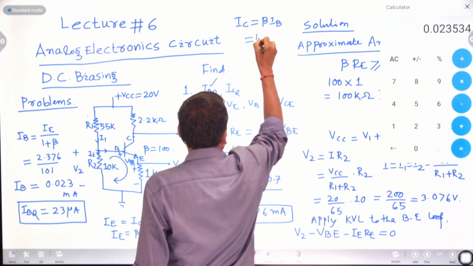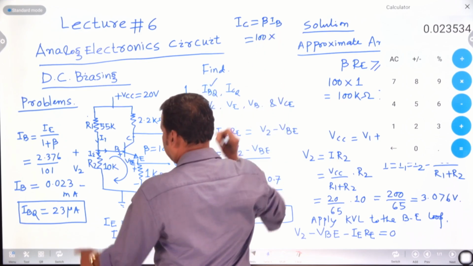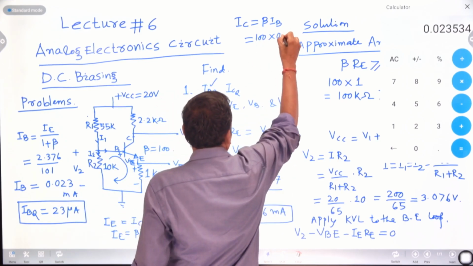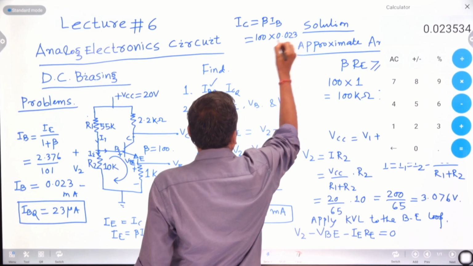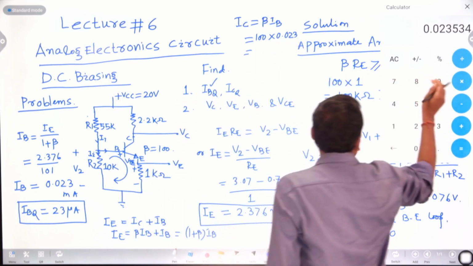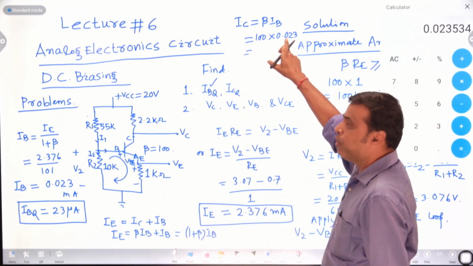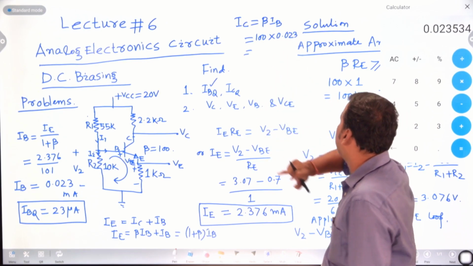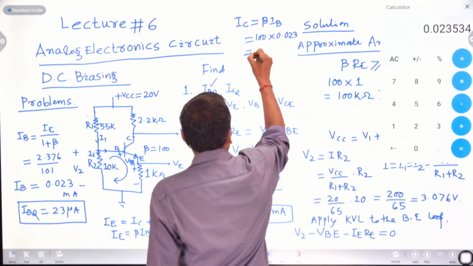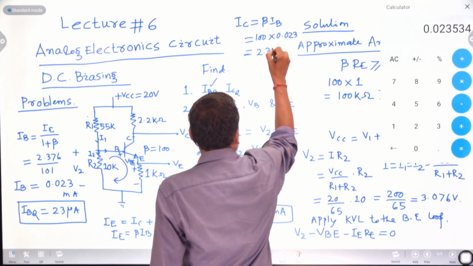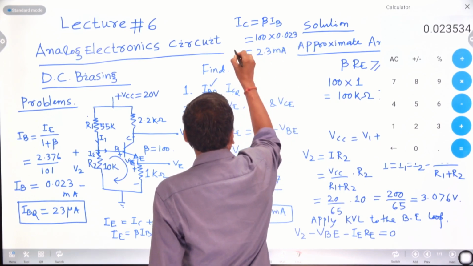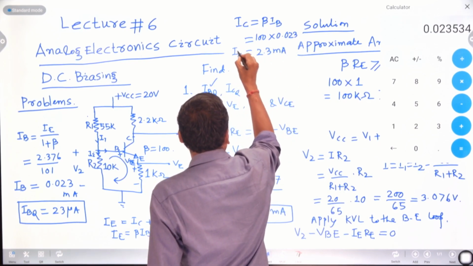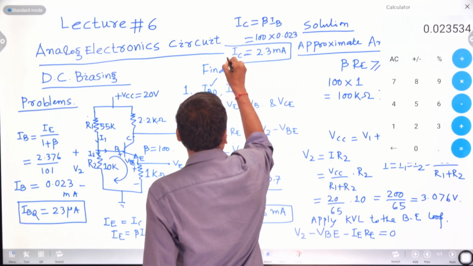Beta is your 100. IB is your, here you can write down 0.023, and it is around what? That is your 100, means after 2 digits it becomes what? 2.3. IC is nothing but 2.3 milliampere. This is nothing but what? That is your IC. IC is nothing but ICQ.